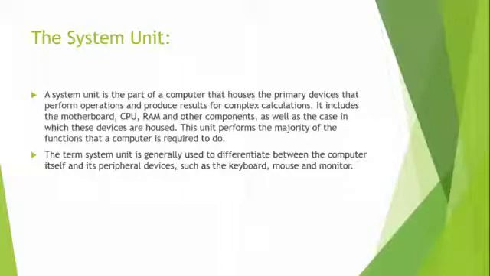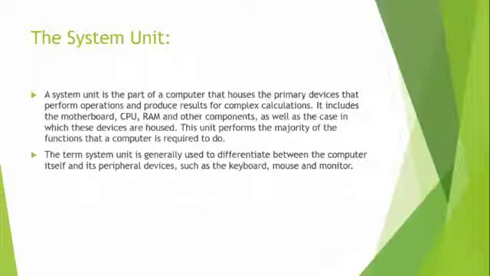What is system unit? A system unit is a part of computer that houses the primary devices that perform operations and produces results for complex calculations. Basically, first of all, we will discuss what is a system. What is a system? It is a collection of component elements that works together to perform a task. We can also say that the combination of some components and their relationship is called system. Here, the combination of hardware units is called system unit.